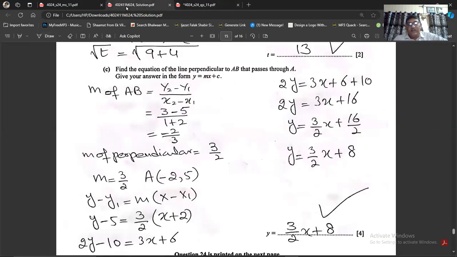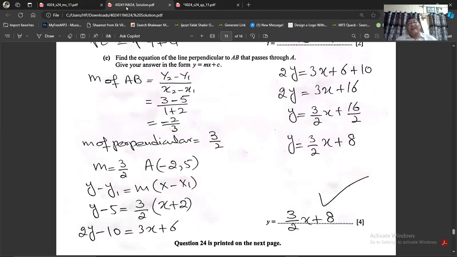Okay, very simple. First of all, I will find out the gradient of the AB line. That will be y2 minus y1 divided by x2 minus x1. 3 minus 5 divided by 1 plus 2, that is minus 2 by 3. The gradient of the perpendicular to the AB line will be the reciprocal and the sign change. So it will be 3 by 2. Then that perpendicular is passing through the point A, whose coordinates are minus 2, 5.